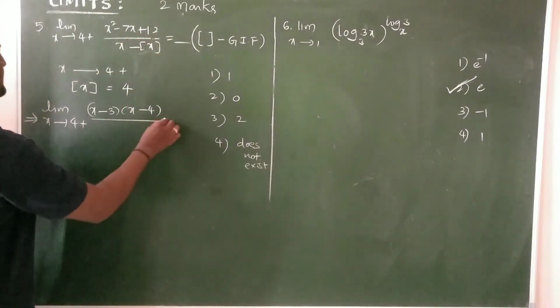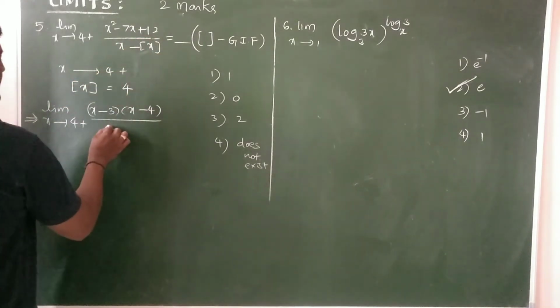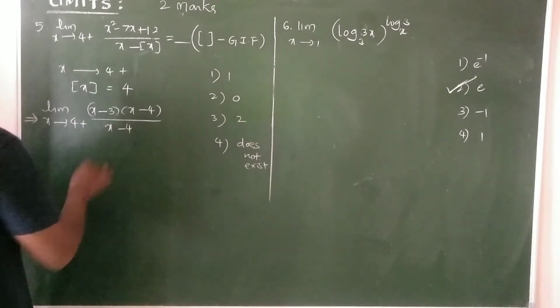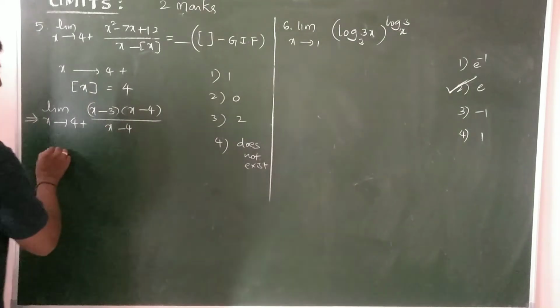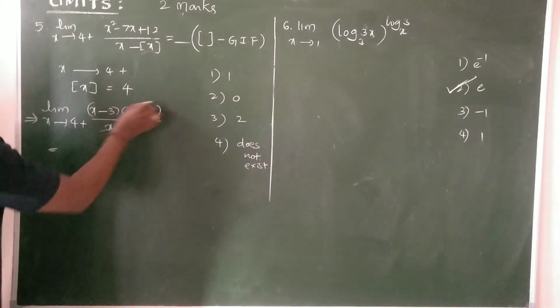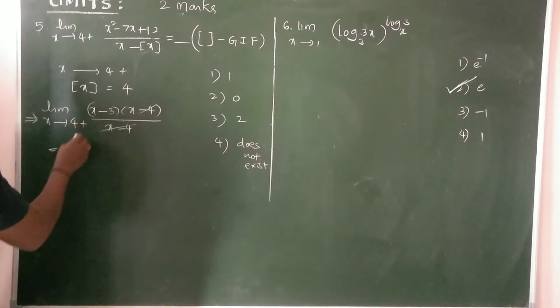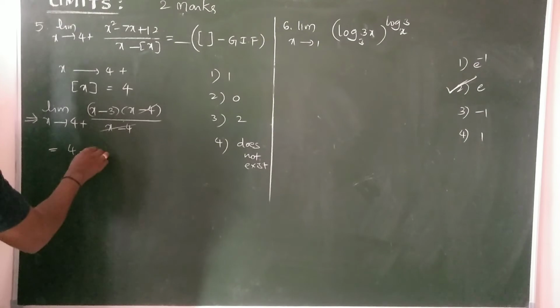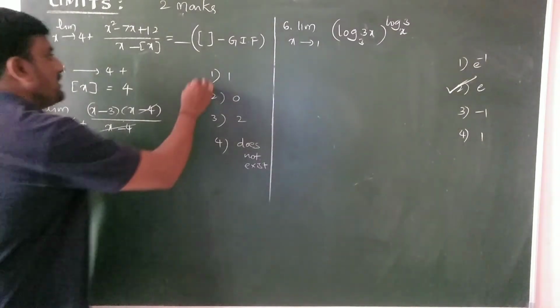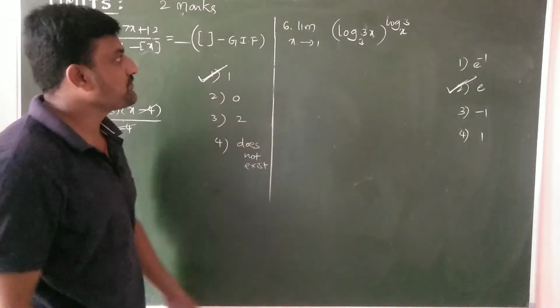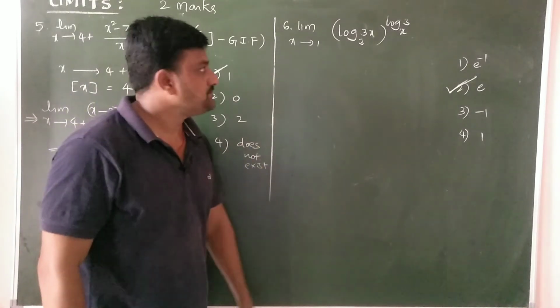Okay, so here it is nothing but x minus 4. Then these are cancelled. Limit x tends to 4, let us apply, it is 4 minus 3 equals 1. Okay, now our option is the first one. Okay, let us go with the next one.